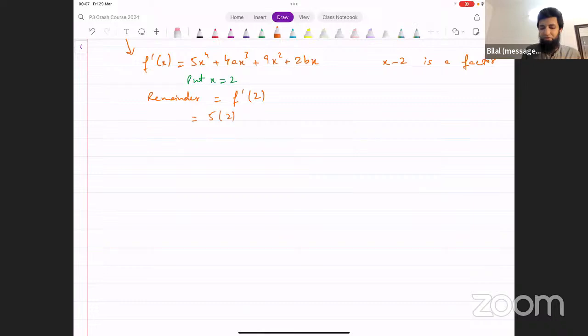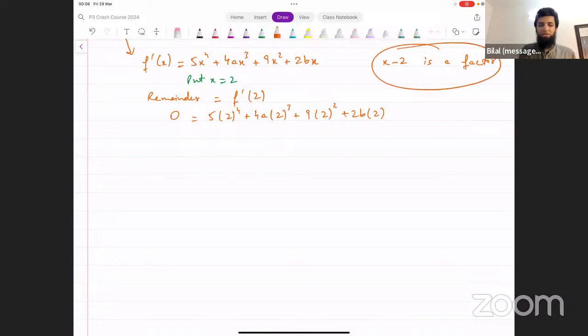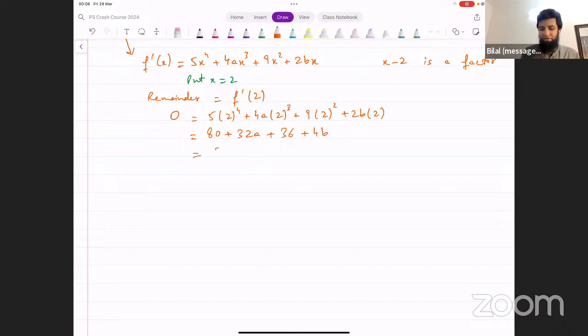That gives us 5 into 2 raised to the power 4 plus 4a into 2 raised to the power 3 plus 9 into 2 squared plus 2b into 2. This remainder should also be 0 because x minus 2 is a factor. Now, let's simplify this. 2 raised to the power 4 is 16. That's 80 plus 8 into 4, that's 32 times a, plus 4 into 9 is 36, plus 4 times b. And that gives us 32a plus 4b plus 116. We could take that to the other side, minus 116.